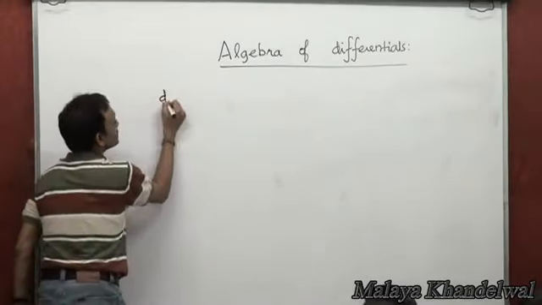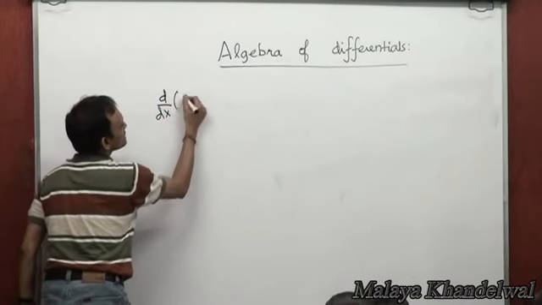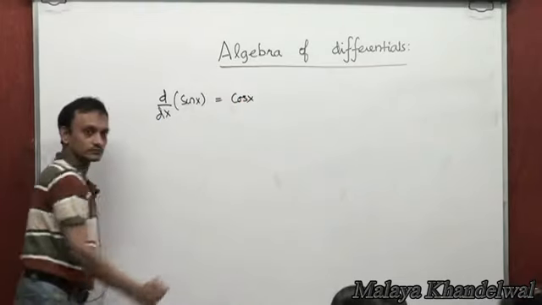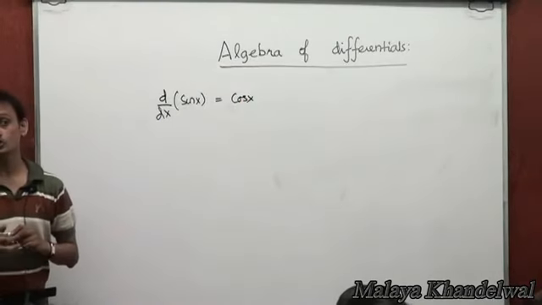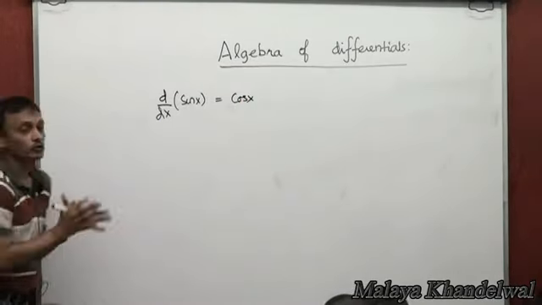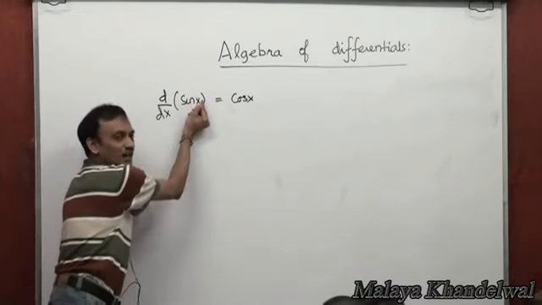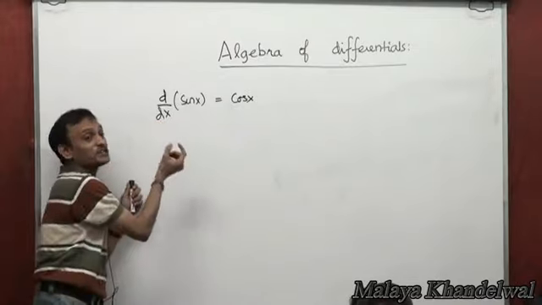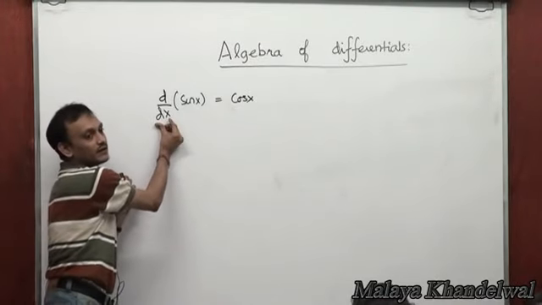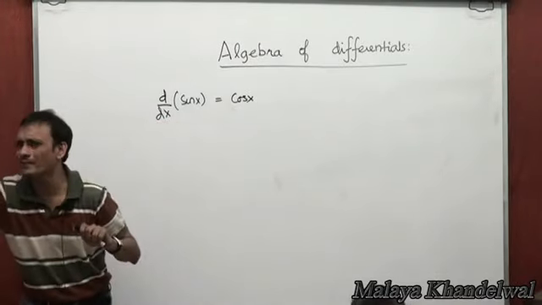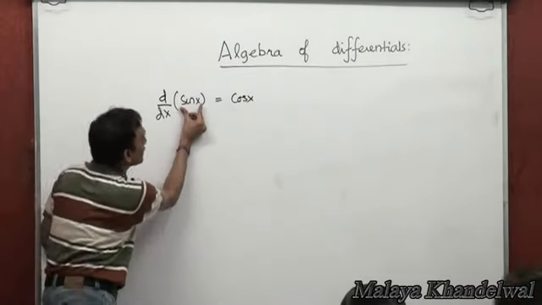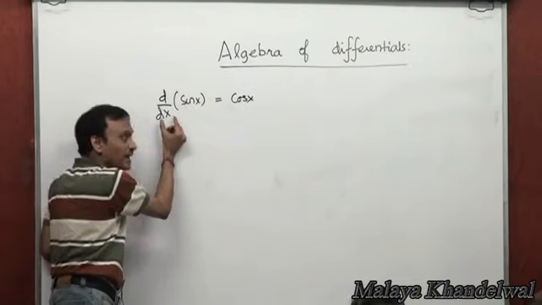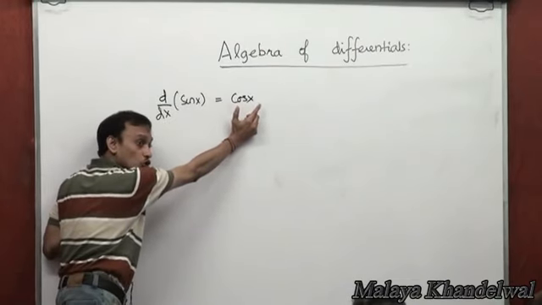Now, d/dx of sine x is cos x. I want to look upon this as d of sine x, an infinitesimally small change in sine x caused by a change in x, which is dx. When x changes by a very, very small amount dx, the ratio of change in sine x by change in x is cos x, right?